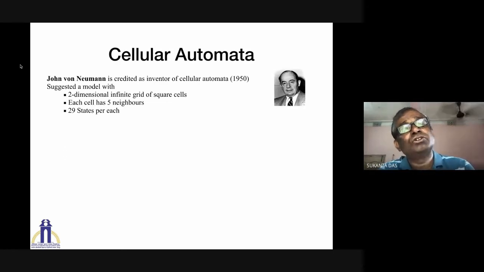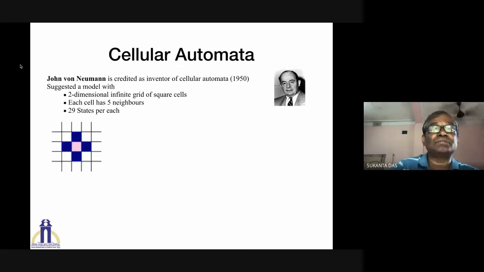And here the model is a two-dimensional infinite grid of square cells, meaning d equals 2, and each cell has 5 neighbors. In my example also I have given 5 neighbors. And in each cell there are 29 states. So that was von Neumann's automaton. In fact, that was the first cellular automaton developed. So this is the 5-neighborhood interconnection: the pink cell is under consideration, and the navy blue ones are the other neighbors.